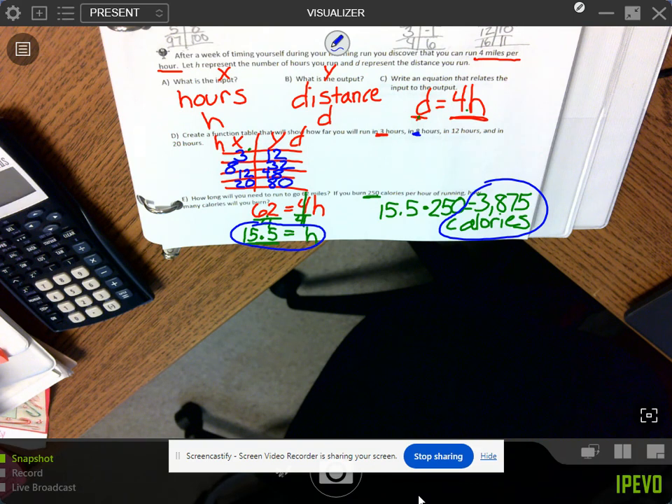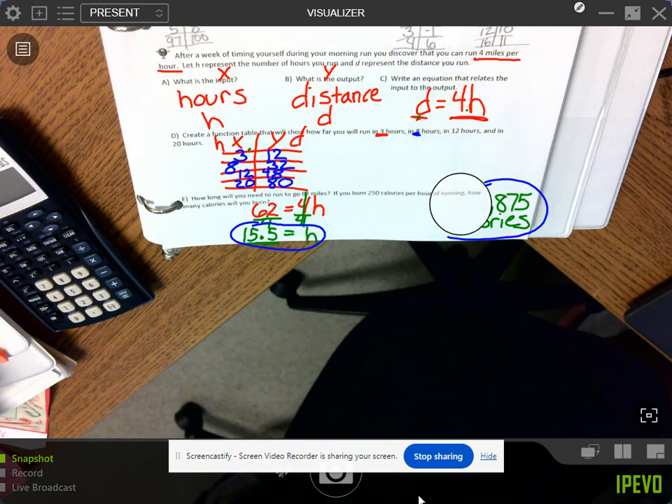How are we feeling about this so far? Yeah, some of us are like, I'm getting it, but I know it's going to get more complicated. And it is. Let's look at our second page.